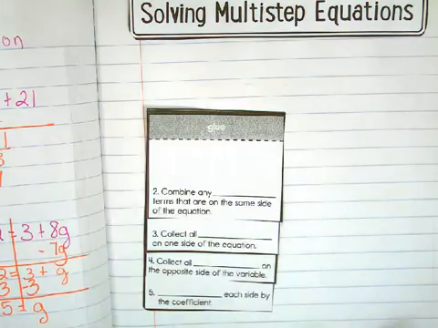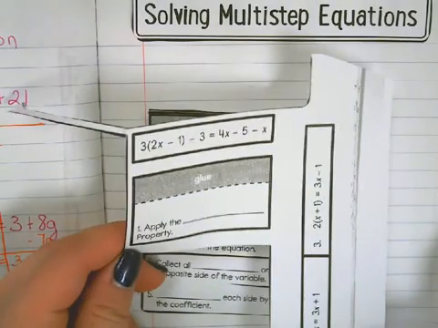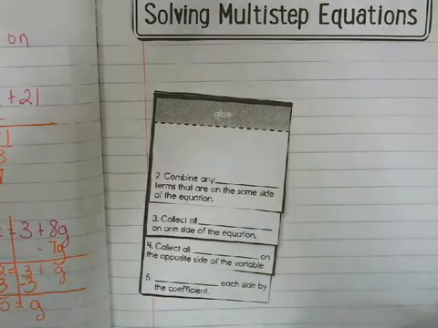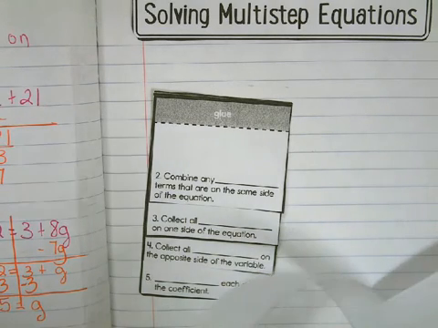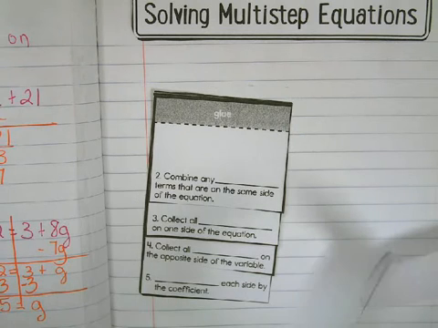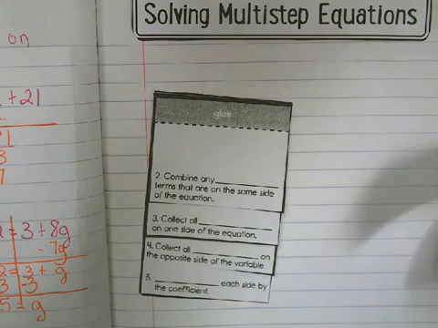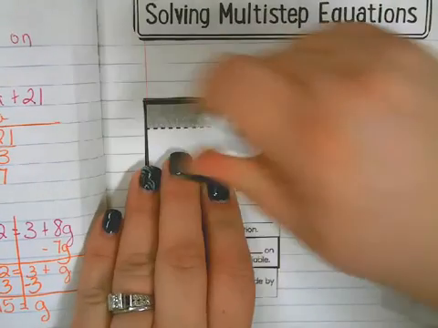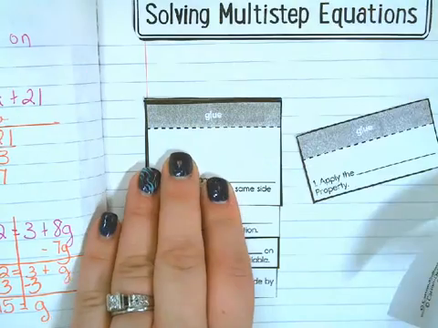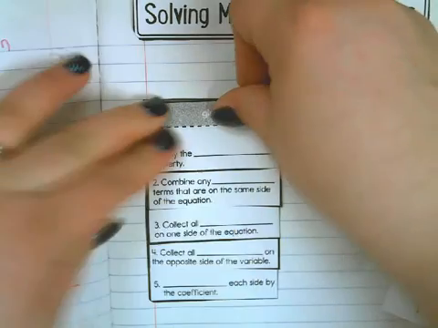Okay, now you're cutting out 1. Apply the blank property. Again, gluing 1 on top of 2. So right now when I look at this, I should have 1, 2, 3, 4, 5.